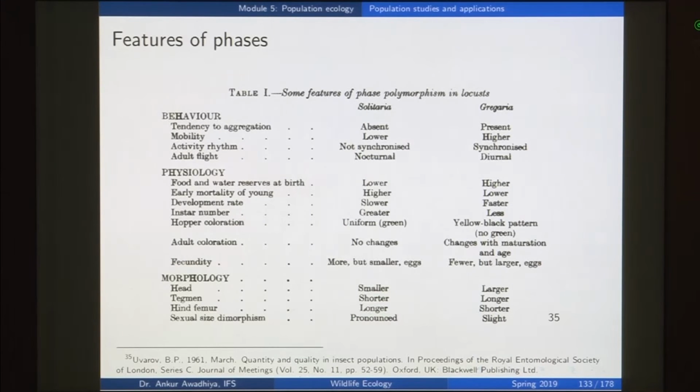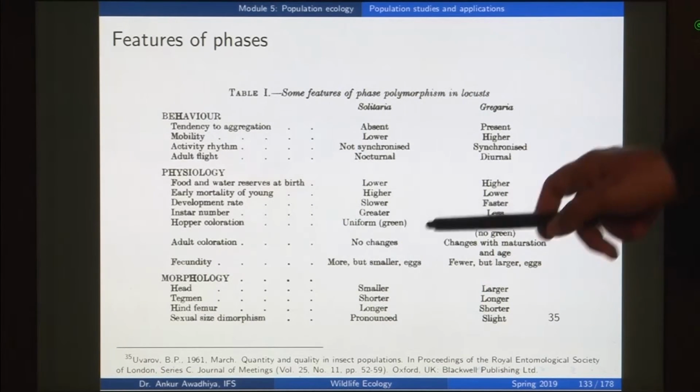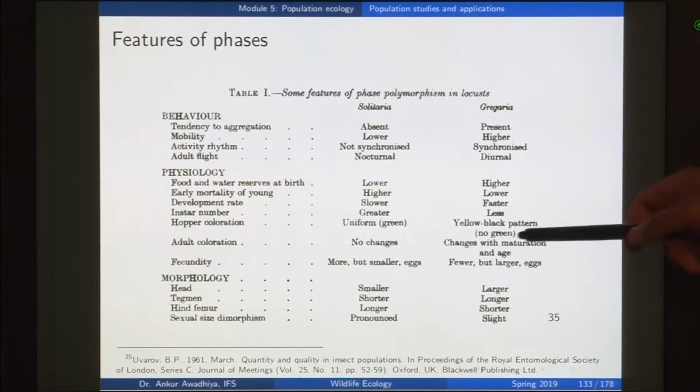that are known as instars. Then if you look at the hopper coloration, it is green in the solitary phase and yellow and black in the gregarious phase, as we have already seen in the pictures. Then the adult coloration does not show any changes in the solitary phase, whereas in the gregarious phase it changes with maturation and age. So, the solitary one will always look green. In the gregarious phase, it will become darker with time.